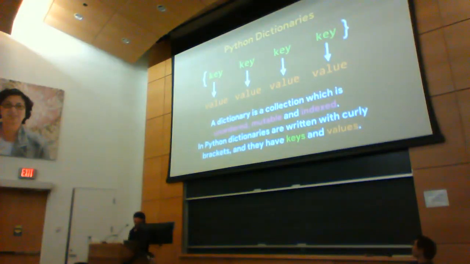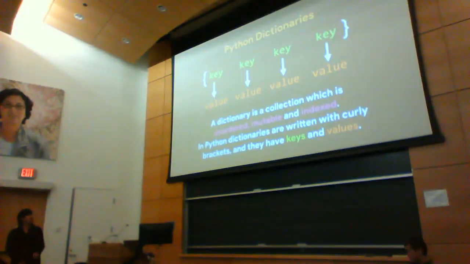Okay. So a dictionary is a set of key value pairs, where we have a bunch of keys, and each key points to a value. So a dictionary is unordered, mutable, and indexed. It's a little bit different from a list, because once you define the order for a list, the order stays the same. With a dictionary, that's not true.